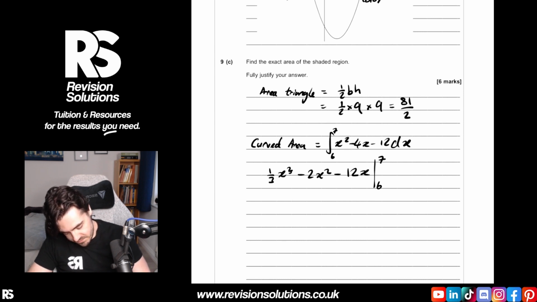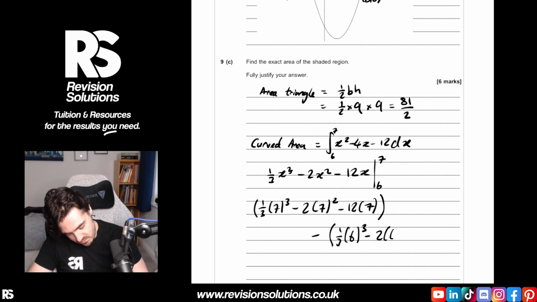So writing out the workings for our limits, we'd have a third of 7 cubed minus 2 lots of 7 squared minus 12 lots of 7. And then subtracting the bottom limit, we'd have a third of 6 cubed minus 2 lots of 6 squared minus 12 lots of 6. And if we put that all into a calculator, we'd get 13 over 3.